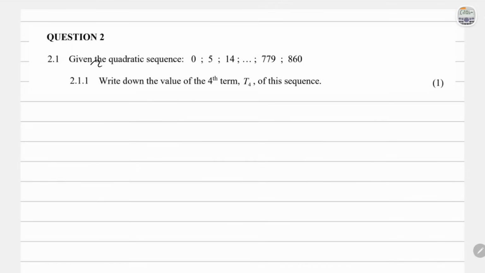Question 2, 2.1 says, given the quadratic sequence 0, 5, 14, and then this goes on to 779 and 860, 2.1.1 wants us to write down the value of the fourth term, T4, of this sequence. Okay, so let's rewrite our pattern down first.